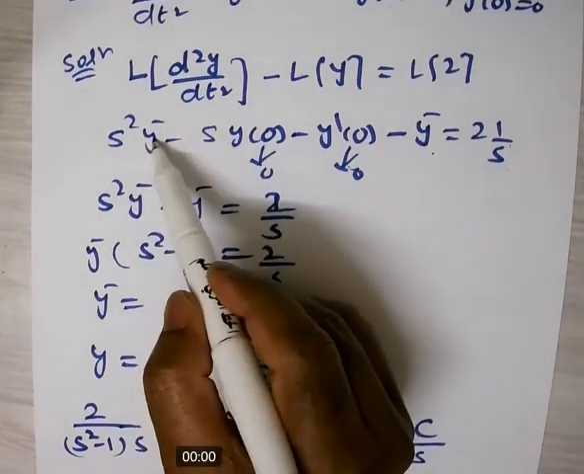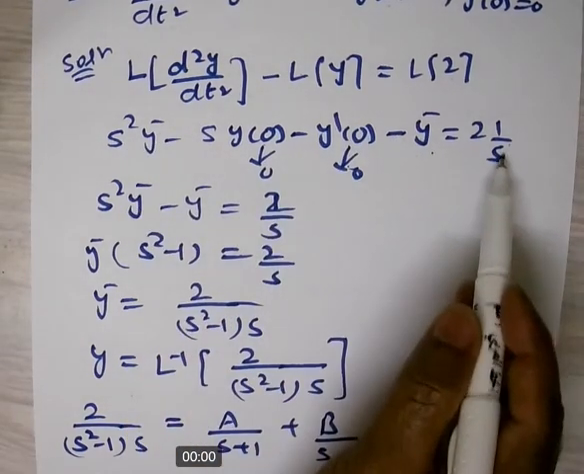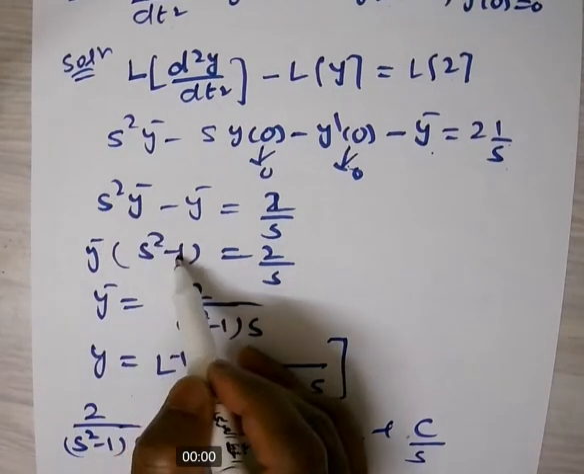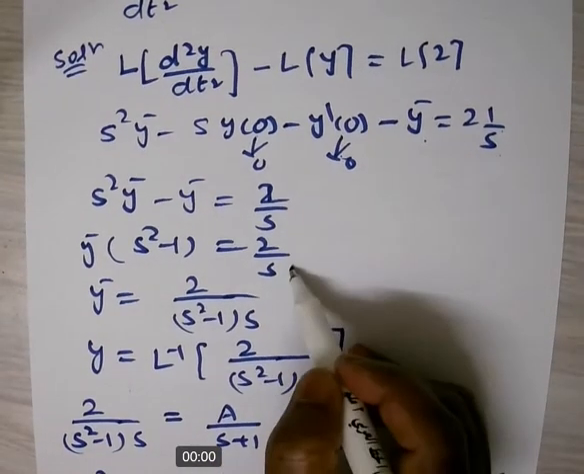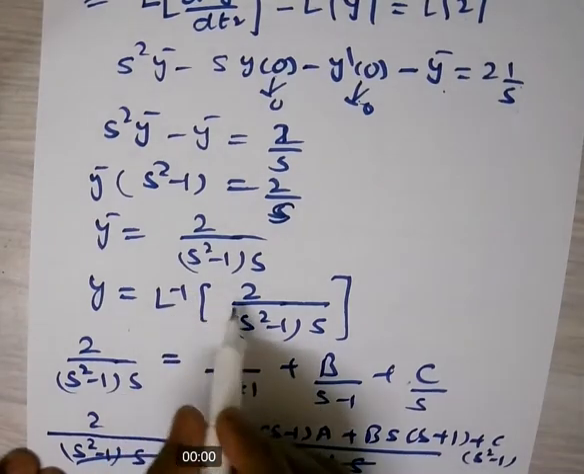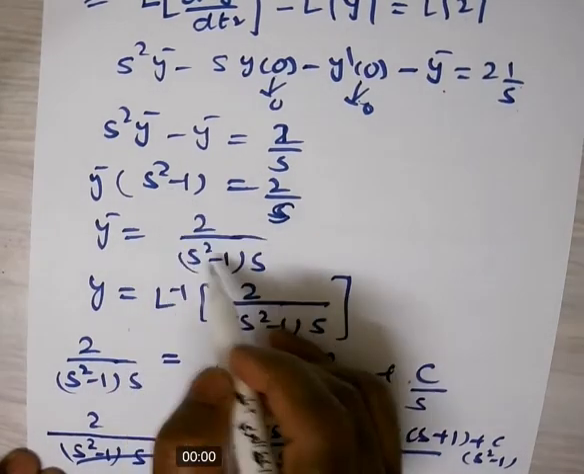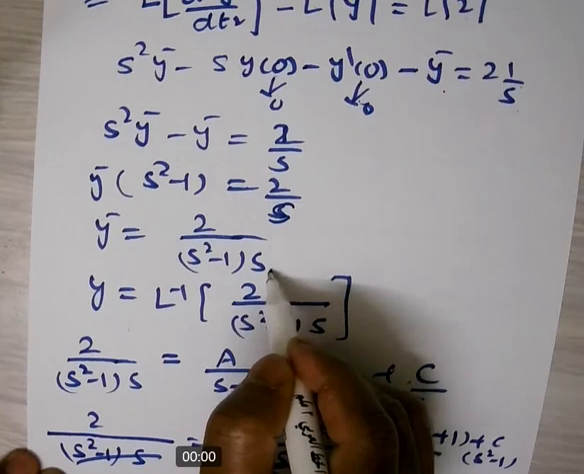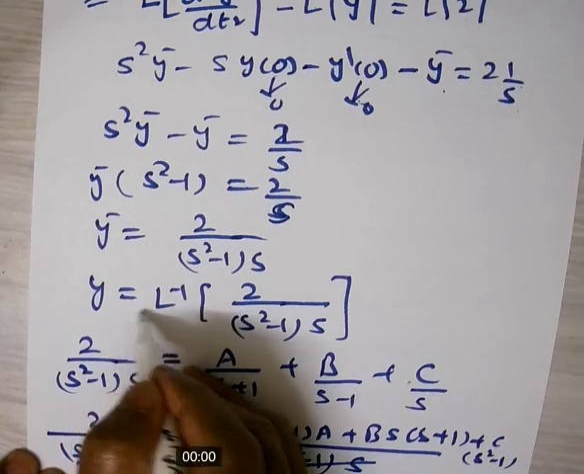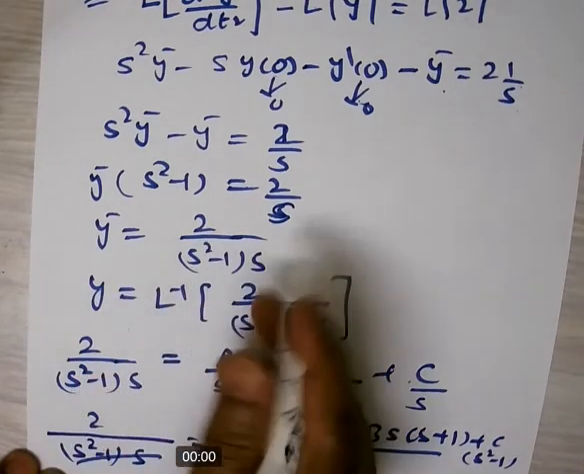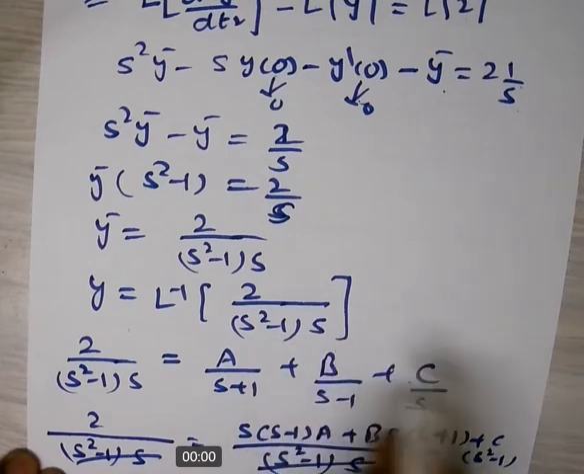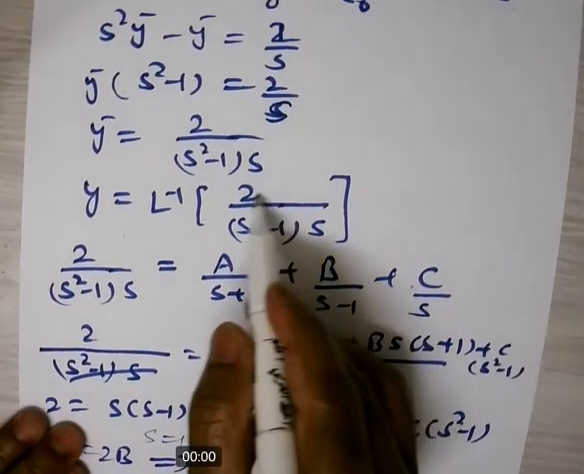What is the remaining part? s square y bar minus y bar is equal to 2 divided by s. Keep y bar outside, so it comes s square minus 1 equal to 2 divided by s. Now y bar is equal to 2 divided by s square minus 1 into s. I do not need y bar, I need y, so again write Laplace inverse. y is equal to Laplace inverse of 2 divided by s square minus 1 into s. But again I do not know the Laplace inverse of this one.